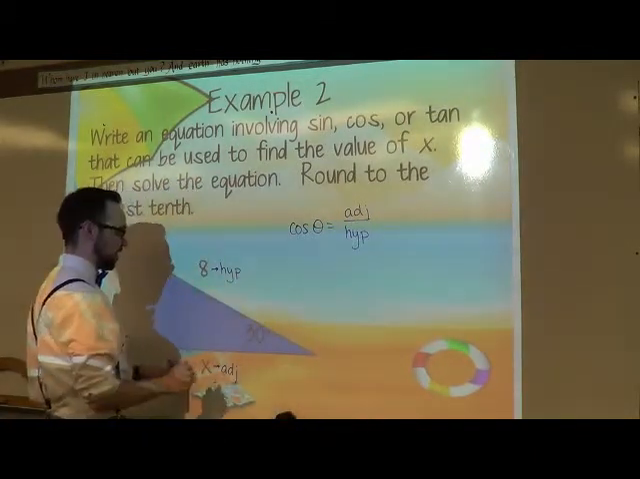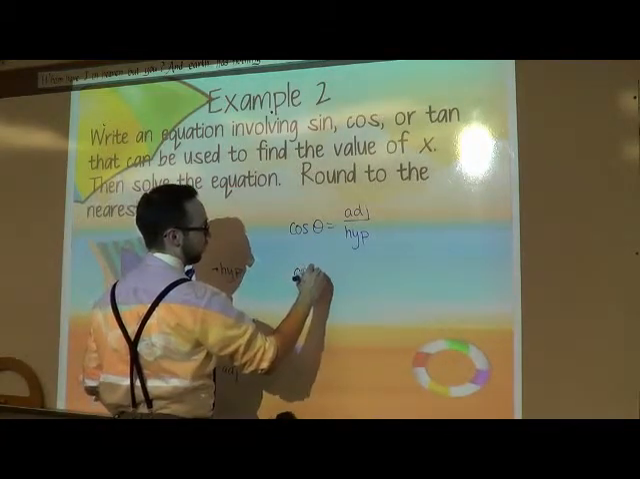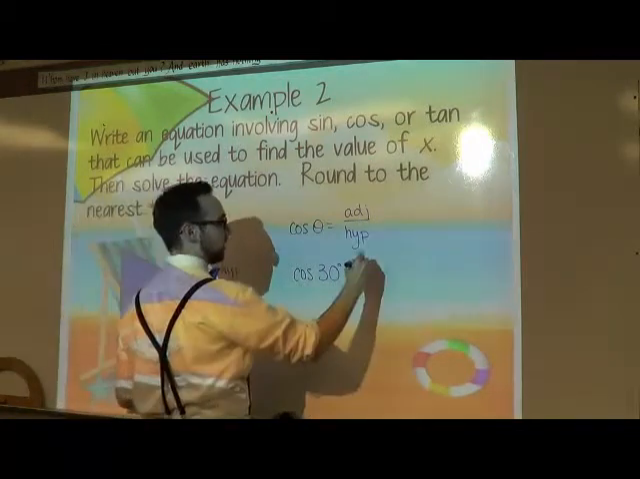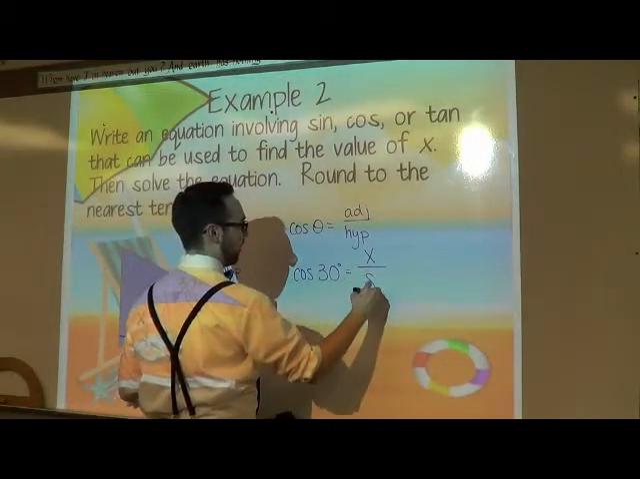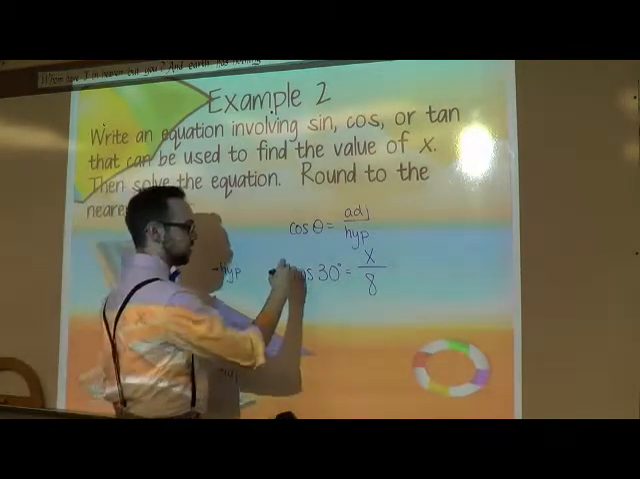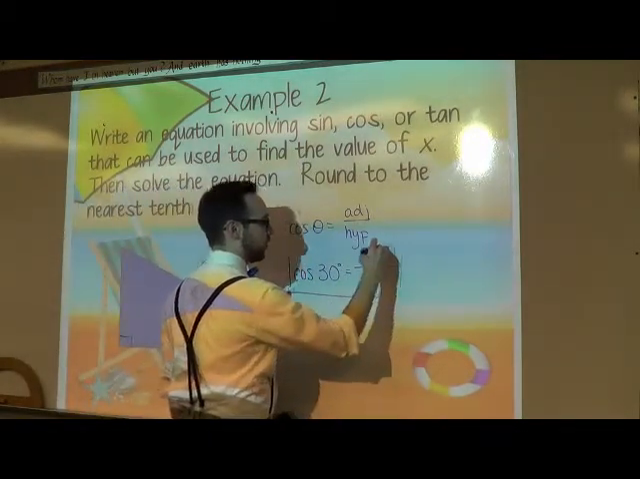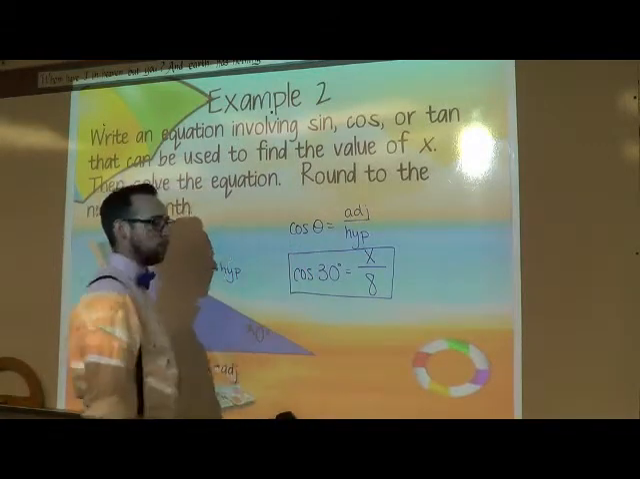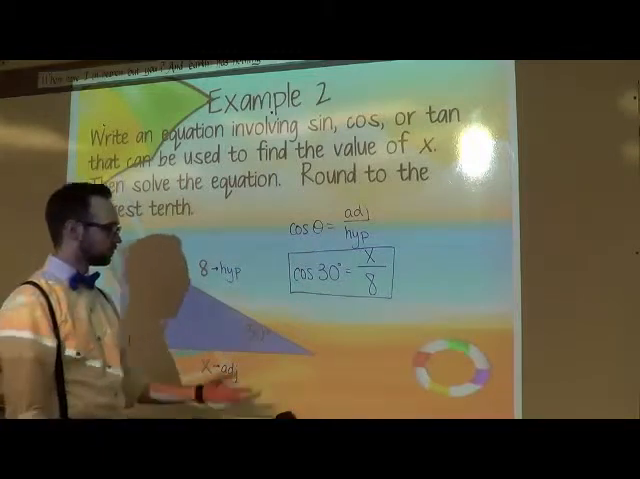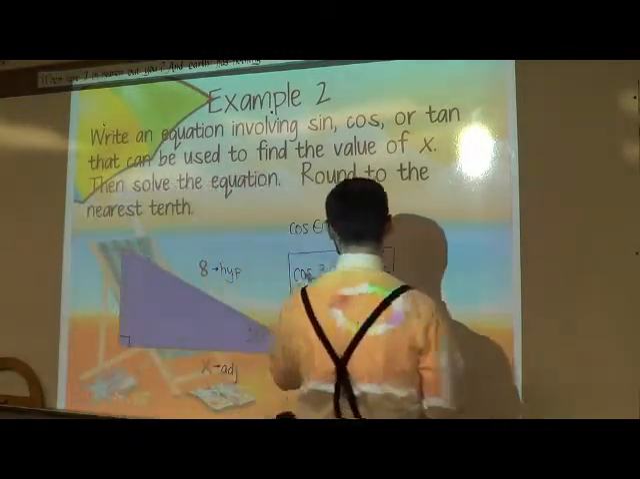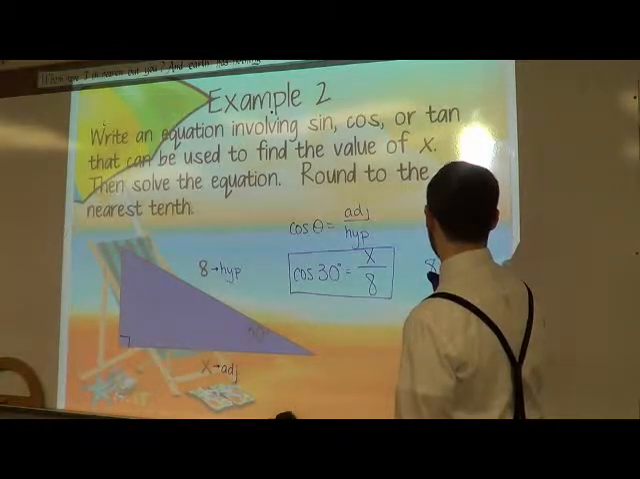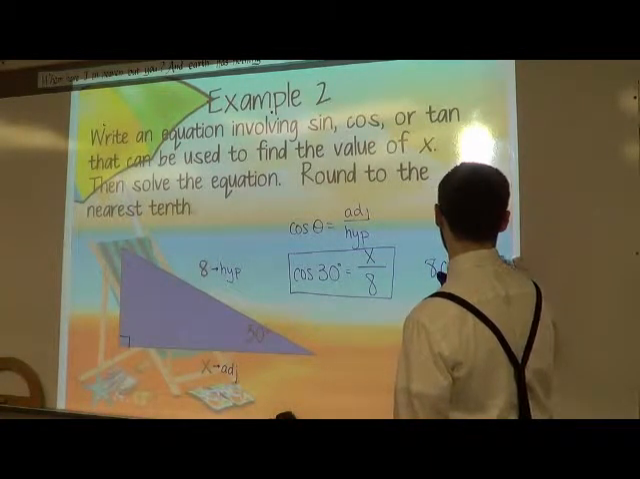So what I'm going to say then is cosine, and I know my angle, 30 degrees, is equal to, we don't know what the adjacent is, that's x, over 8, which is our hypotenuse. So the first part, find an equation, this is your equation. So that's the equation that we write to find out what x is. Then they ask us to actually solve for x. So what I have to do is multiply both sides by 8 to get x by itself. So I multiply that, we end up with 8 times cosine of 30 is equal to x.